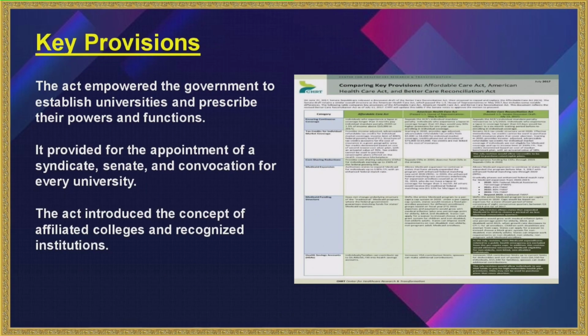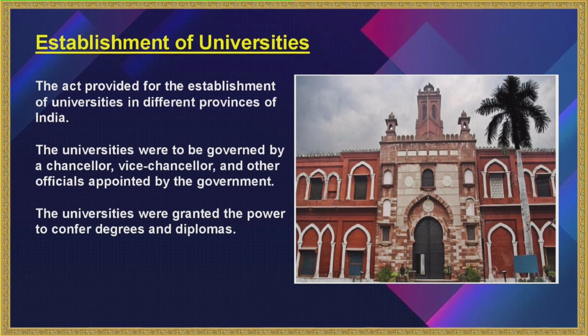Key provisions. The Act empowered the government to establish universities and prescribe their powers and functions. It provided for the appointment of a syndicate, senate, and convocation for every university. The Act introduced the concept of affiliated colleges and recognized institutions.